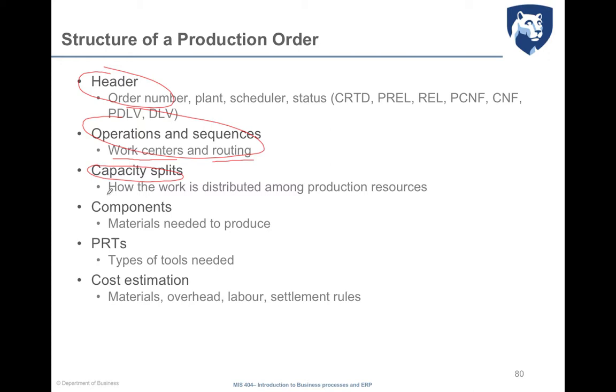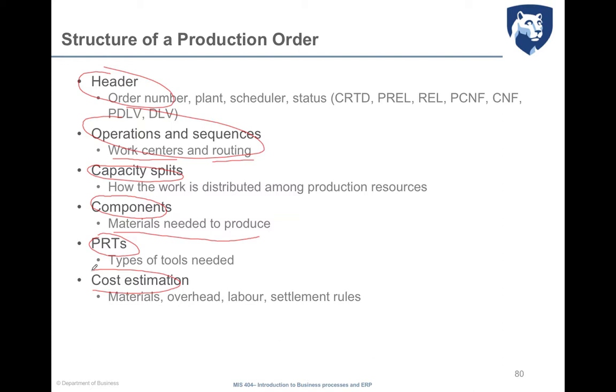The production order also identifies the components needed to produce the specific quantity of materials, and the quantity of materials needed to produce the product is usually obtained from the bill of materials. So the material quantity comes directly from the linkage to the bill of material. Also, we have details about possible resources and tools needed to complete production. Finally, and this is something new, we have also cost estimation.